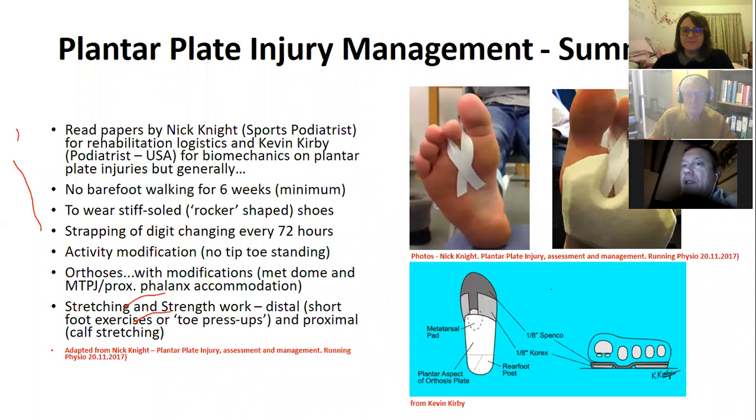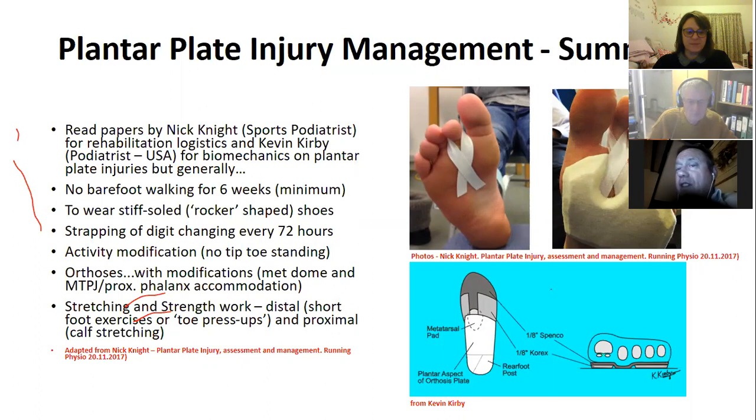So summary then, read that paper by Nick Knight, excellent. If you want to read a sort of summation of what I've said as well. Also, read the paper by Kevin Kirby on how this actually works, what this plantar plate does. It's a really nice paper. But in summary, no barefoot walking for 6 weeks. Do wear stiff sole shoes with a rocker style sole. Strap down that digit, changing every 2, but probably 3 days.